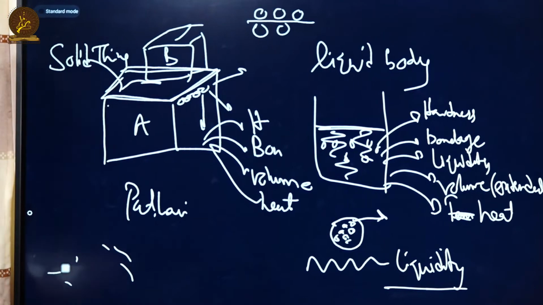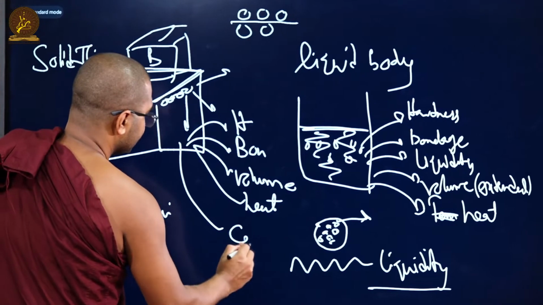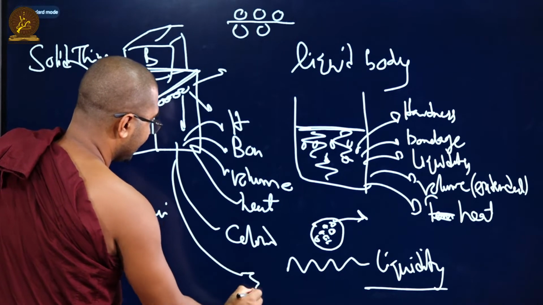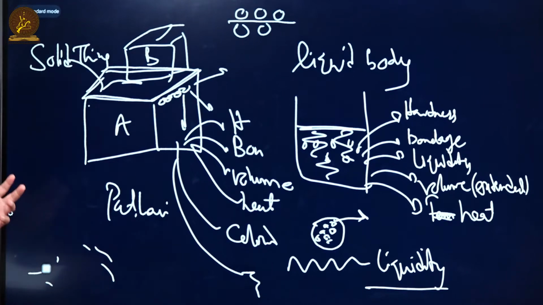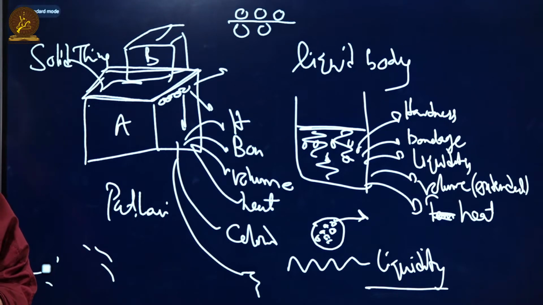And also it has a color and so forth, right? We can also add color, smell and all these. Now these are the ultimate qualities. These cannot be reduced any further. Hardness cannot be reduced any further. It can be reduced into its causes, but not into its components, not into its constitutions.